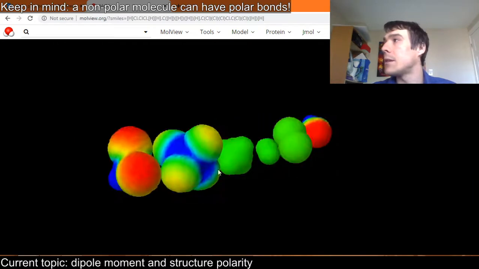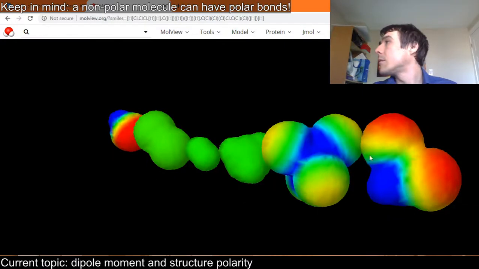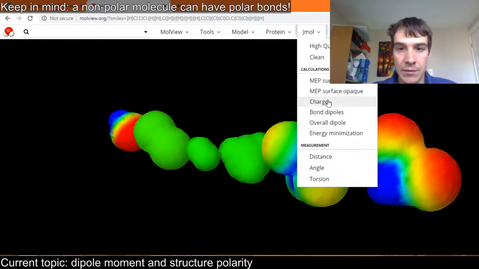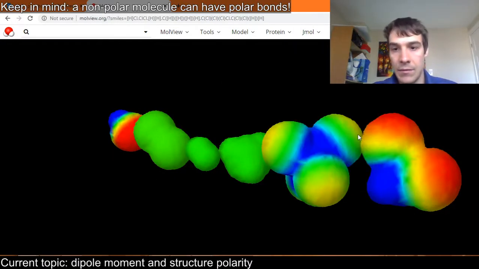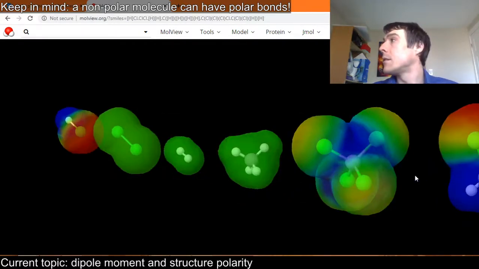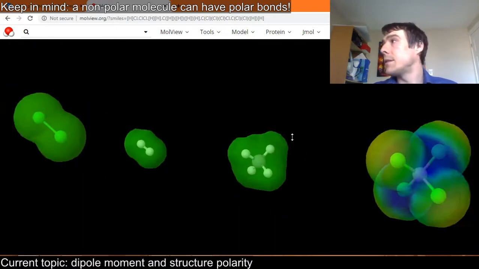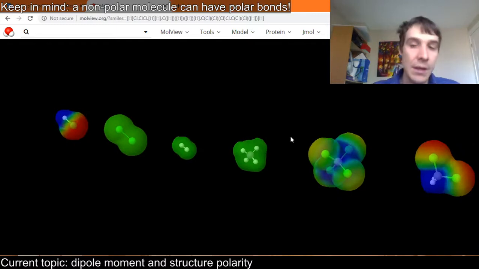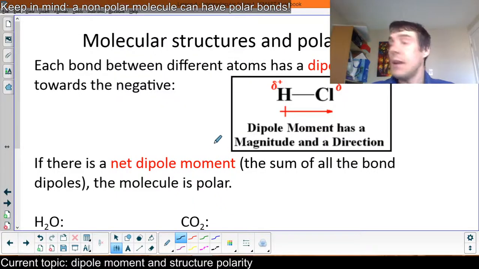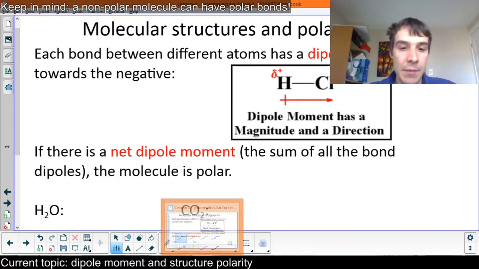If I zoom in on that one, there's the carbon in the middle. I think you can actually do it with translucency. There you go, so there's the carbon in the middle. And you can see the different electron lumps of my net dipoles. So that's a net dipole. Net dipole is the total dipole of a molecule.